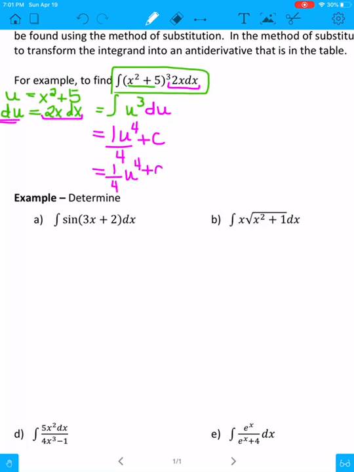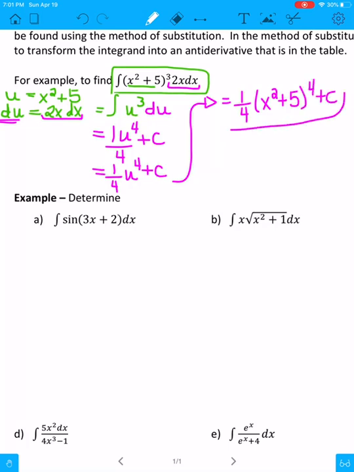People will leave it here, but you can't, because the question actually doesn't have any u's in it. So your very last step is to replace that u back again. So I can go 1 over 4, and u is actually x squared plus 5, so I'm going to go 1 over 4 (x squared plus 5) to the 4 plus c. And now I have the antiderivative of it, and I'm done.